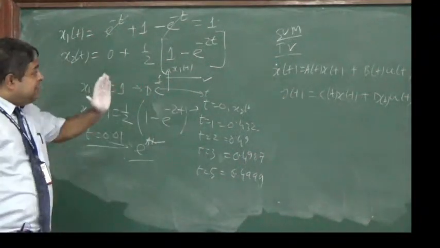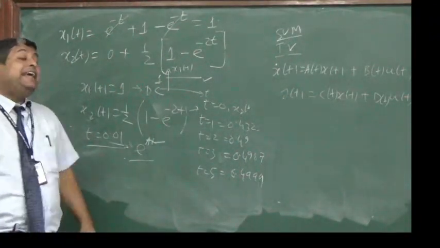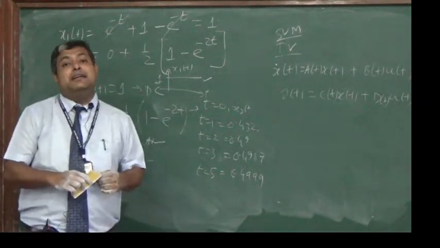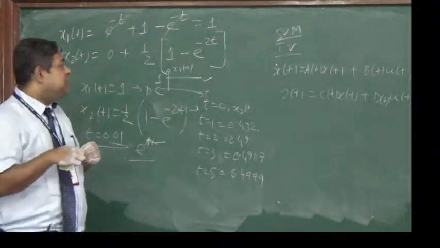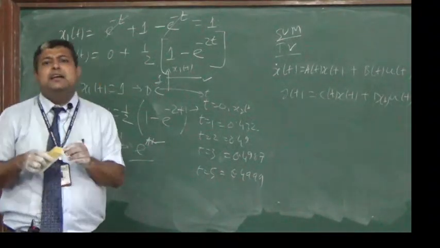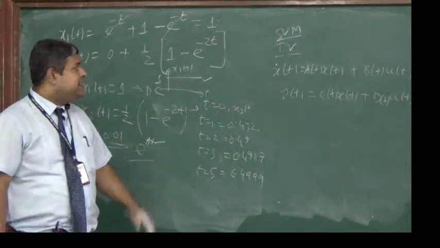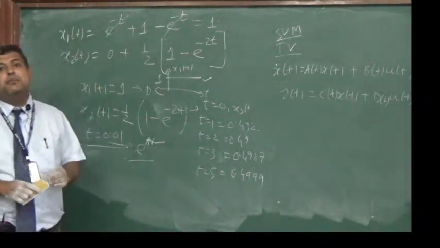So this state variable system modeling can handle nonlinear systems as well as time varying systems, whereas transfer function based system modeling can only handle linear and time invariant systems. So these are the advantages of state variable system modeling.